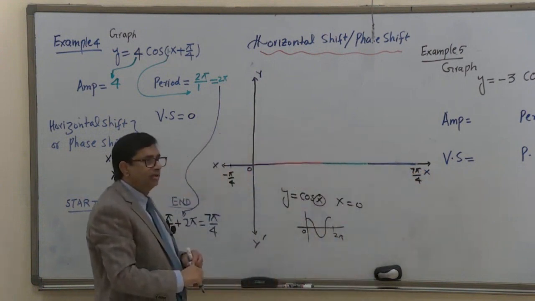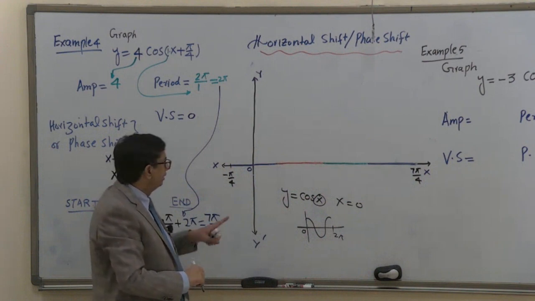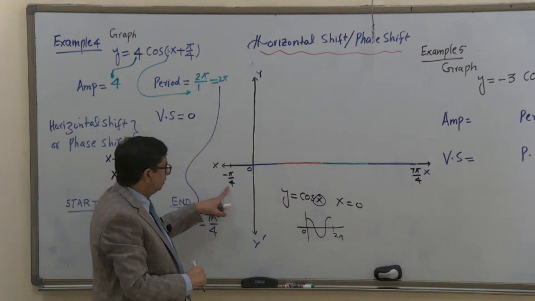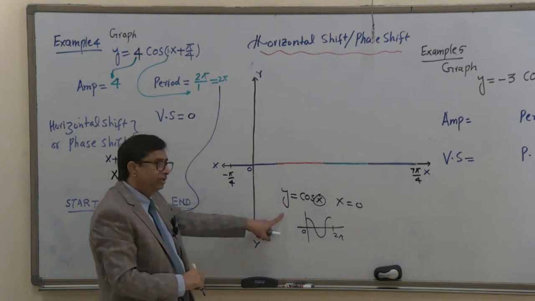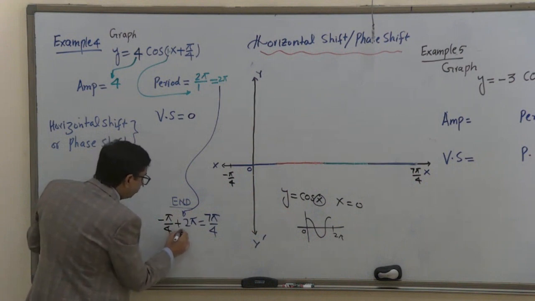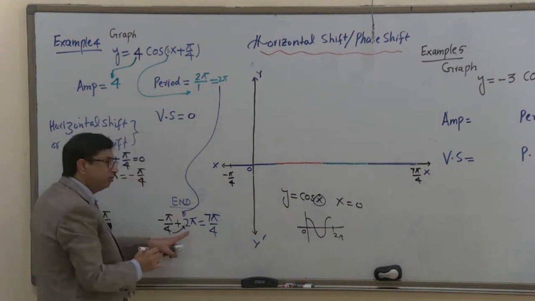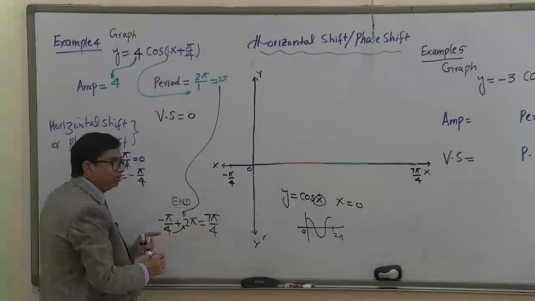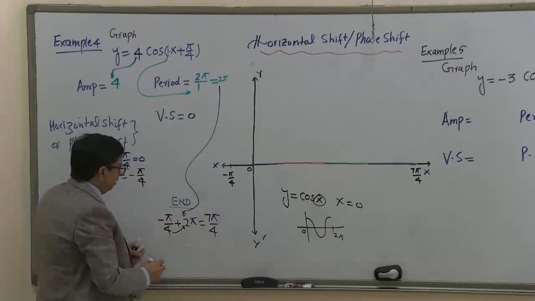Got it? Yes. Where? This one? Yeah, here, yes, I multiply. I multiply 4 with this one. 4 times 2 is 8. 8 minus 1 is 7. So this comes to 7 pi over 4. Okay.